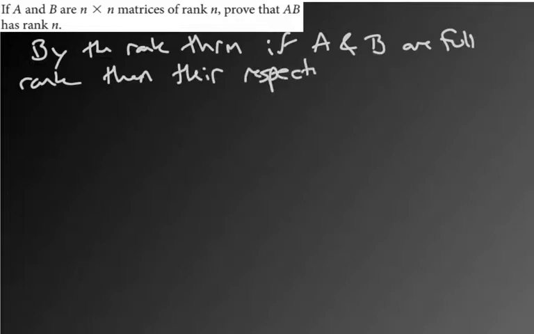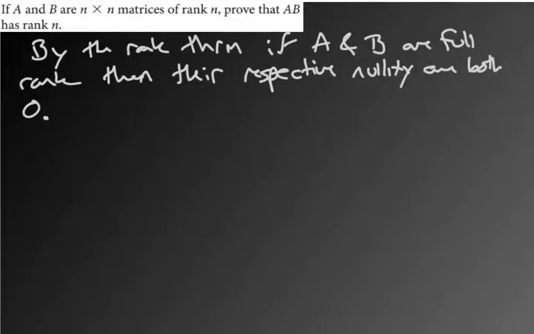So I'm going to start off, by the rank theorem, if A and B are full rank, then their respective nullities are both 0, right? Because basically n plus nothing equals n.